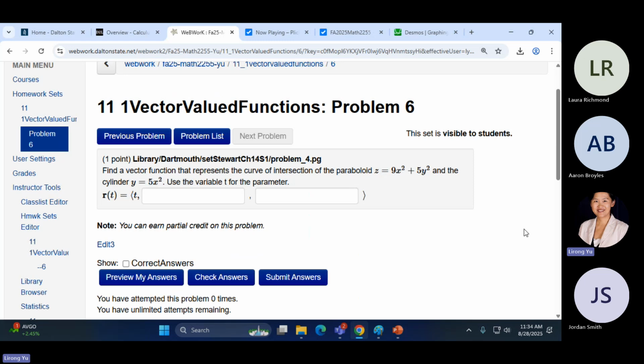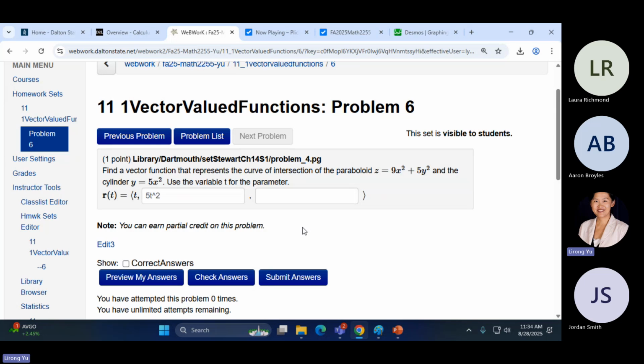In this section, if you're trying to find the vector-valued function, you're constructing a formula for x, y, and z. In this case, x is already given as t. The curve of intersection should fit all the equations. This is the curve intersecting from the paraboloid and the cylinder. The intersection is a curve. So if x equals t, plug into the second equation: y equals 5x squared, therefore y equals 5t squared.